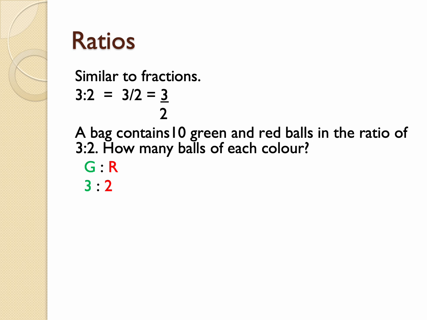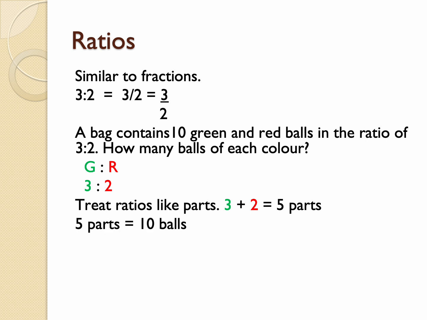So assume in this example that we split 10 balls into 5 parts or 5 portions. And that's because we have two ratios and the sum of the two ratios is 5. So 3 plus 2 altogether equals 5 parts. So to repeat myself, 5 parts become equal to 10 balls.